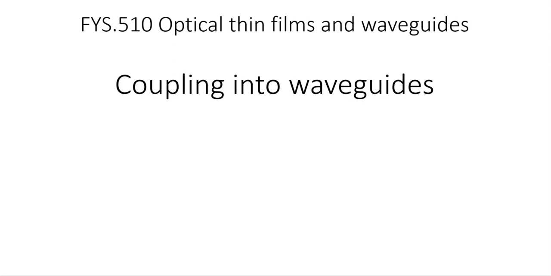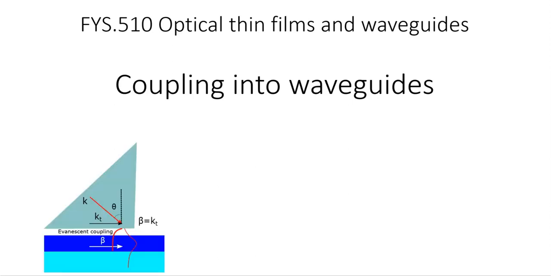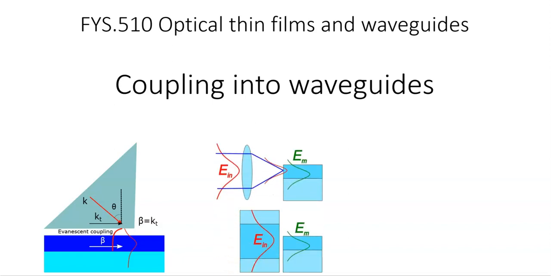Now we understand the basic properties of optical waveguides. Next, we shall discuss common techniques to couple light into and out from the waveguides. We shall go through three techniques: prism coupling, end-fire or butt coupling, and grating coupling.